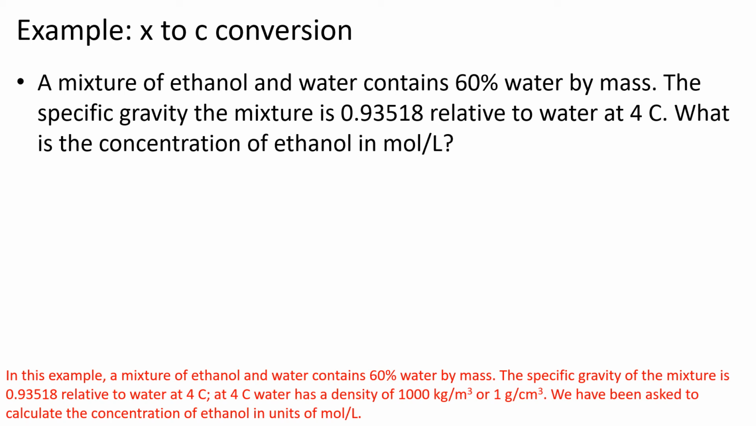In this example, a mixture of ethanol and water contains 60% water by mass. The specific gravity of the mixture is 0.93518 relative to water at 4 centigrade. At 4 centigrade, water has a density of 1,000 kilograms per cubic meter, or 1 gram per centimeter cubed. We have been asked to calculate the concentration of ethanol in units of moles per liter.